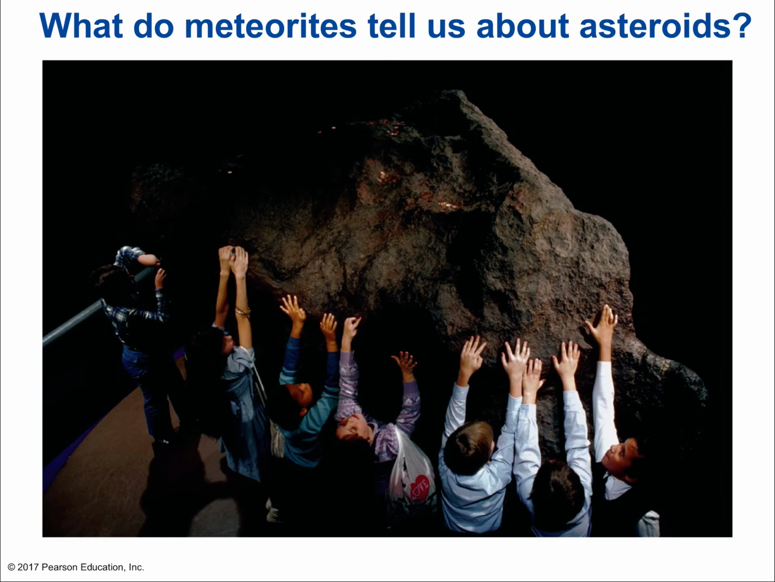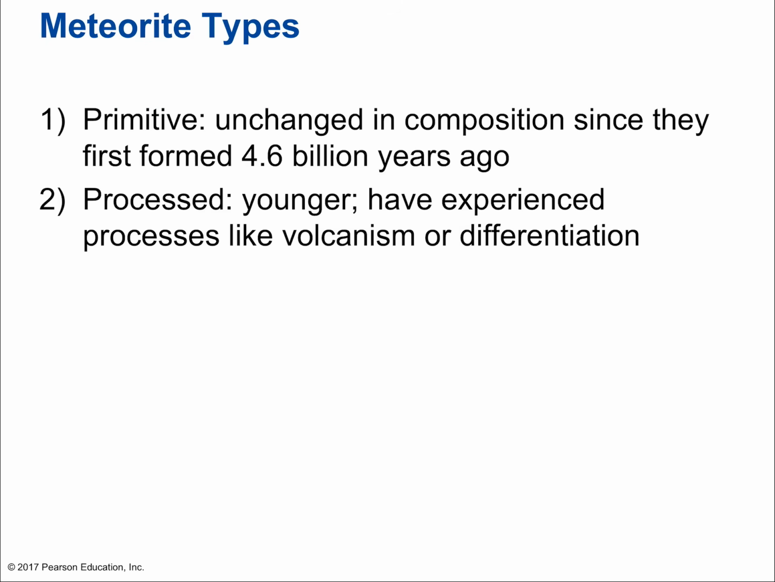So this picture comes up a lot, right? These kids love this giant rock here, right? It is pretty cool. Okay, so meteorite types. Primitive, all right? They have been unchanged in composition since they first formed 4.6 billion years ago. And then there's processed meteorites, younger ones that have experienced processes like volcanism or differentiation.